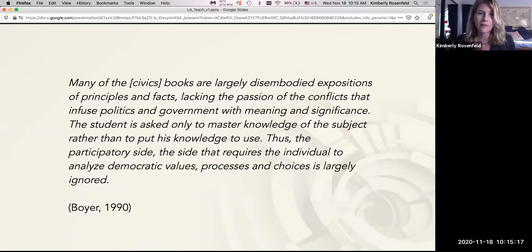And finally, coming from a Boyer article written, in fact, back in the 1990s, but still very true today: many of the civics books are largely disembodied expositions of principles and facts, lacking the passion of the conflicts that infuse politics and government with meaning and significance. The student is asked only to master knowledge of the subject rather than to put his knowledge to use. Thus, the participatory side, the side that requires the individual to analyze democratic values, processes, and choices, is largely ignored. And we're making an argument today that this should begin not in their college experience, but in their K-12 experience, and then be built on from there.